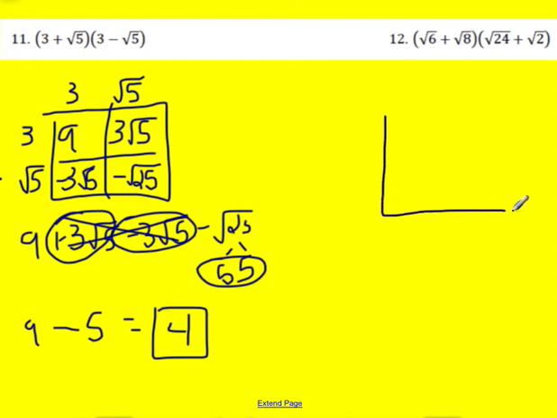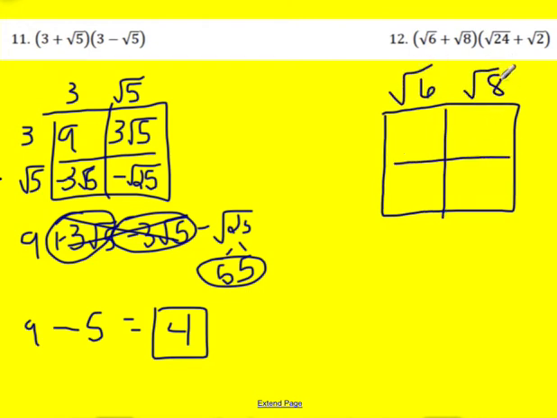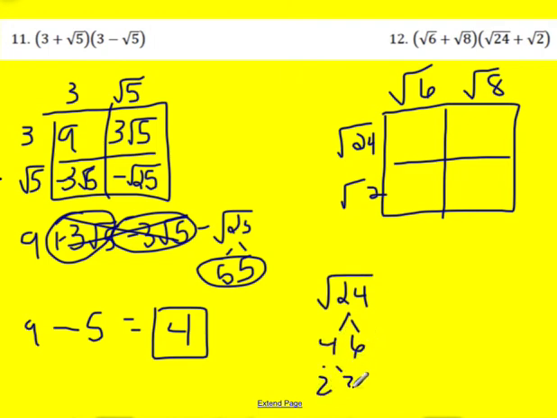So let's take a look at number 12. So let's go ahead and write this out. So we have the square root of 6 and the square root of 8, the square root of 24, and the square root of 2. Well, I'm going to make this a little bit easier on myself. I'm going to simplify down the square root of 24. 24, I can do 4 and 6, and then 2 and 2. So 24 is going to simplify down to be 2 square root of 6.